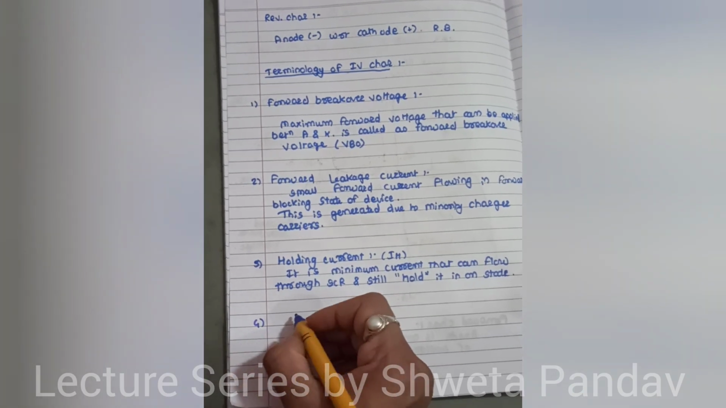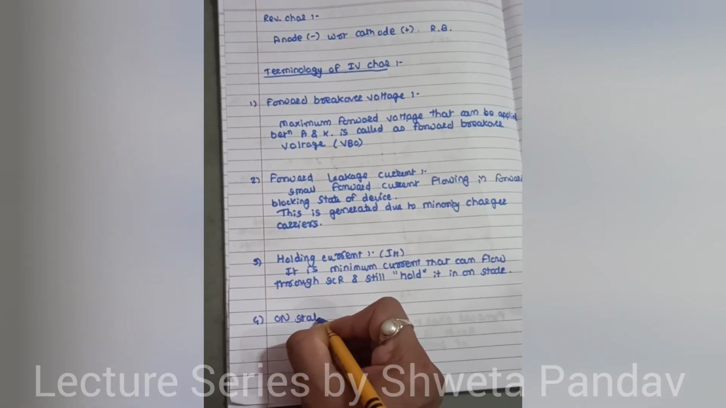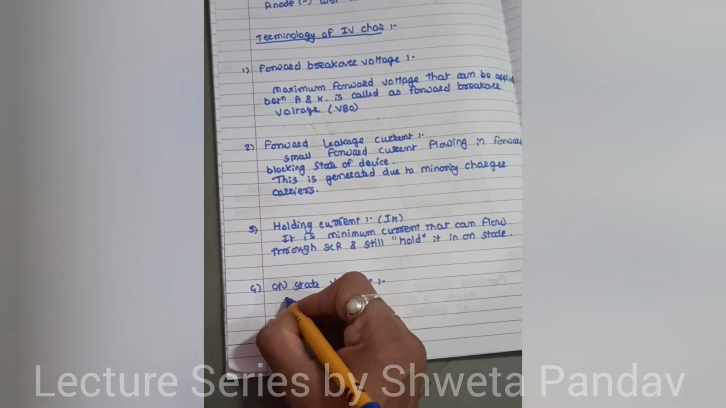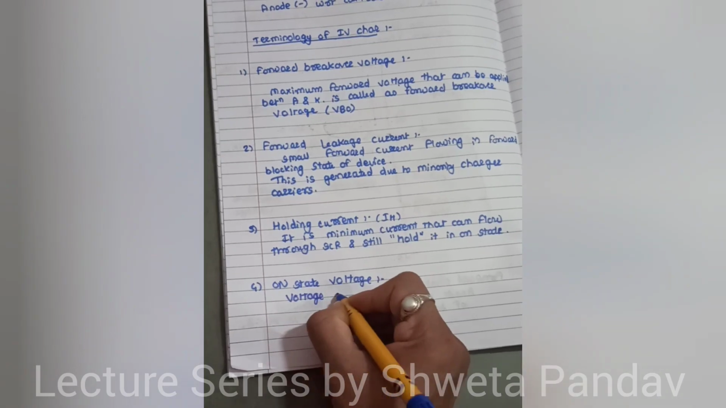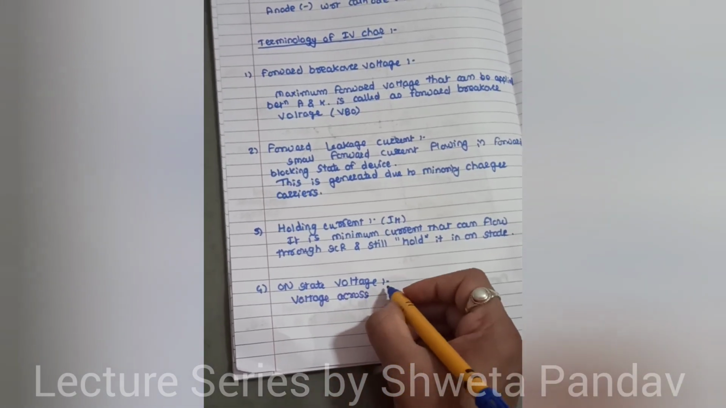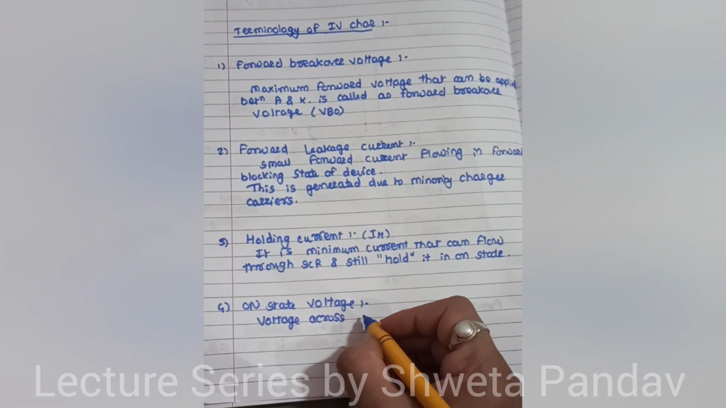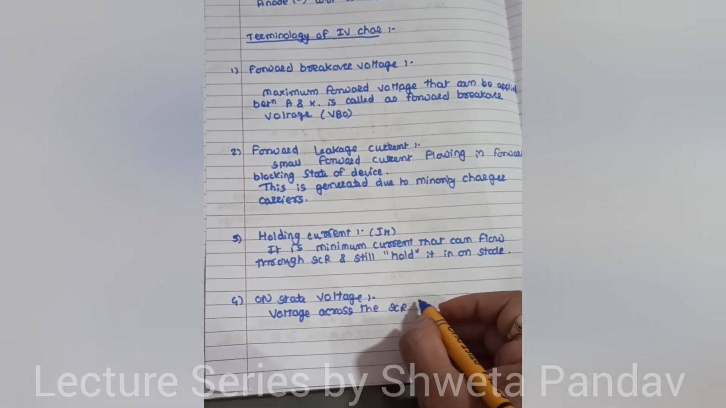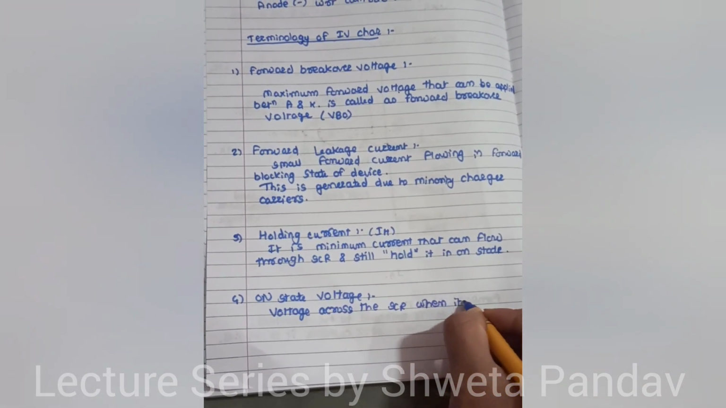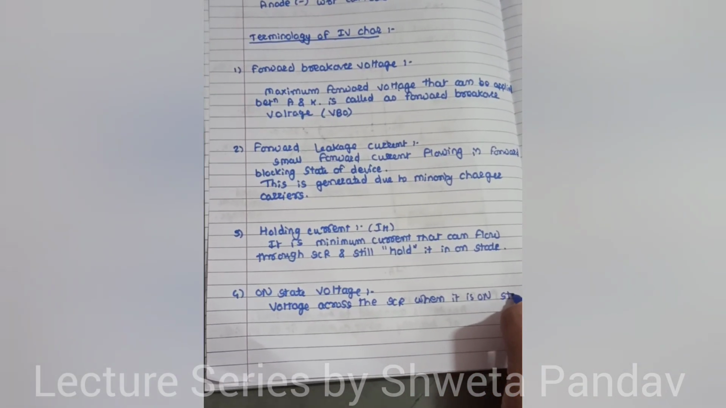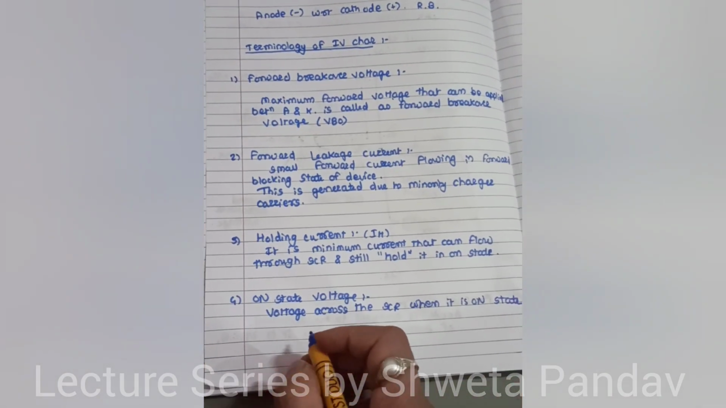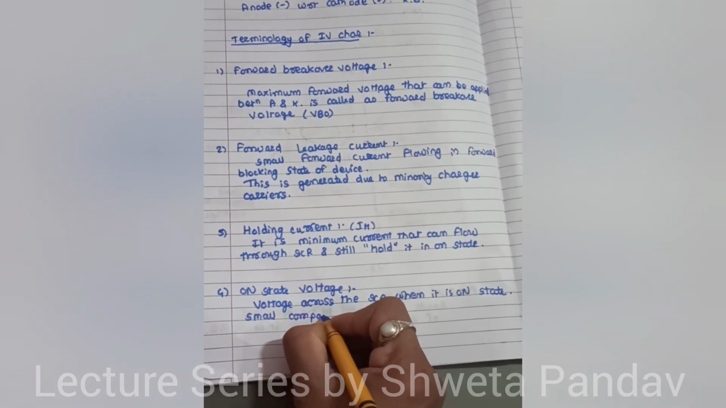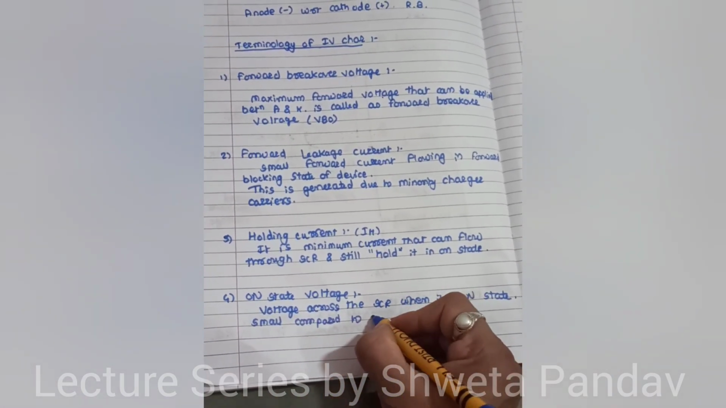The fourth term is on state voltage. It is the voltage across the SCR when it is in on state, and it is small compared to the off state voltage drop.